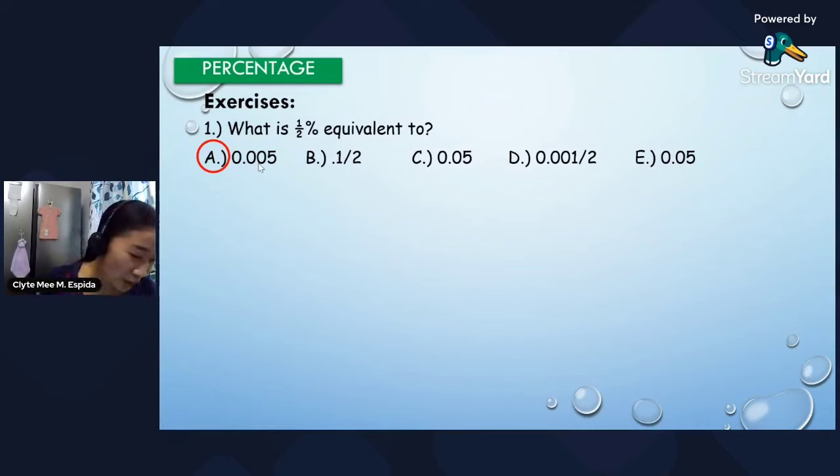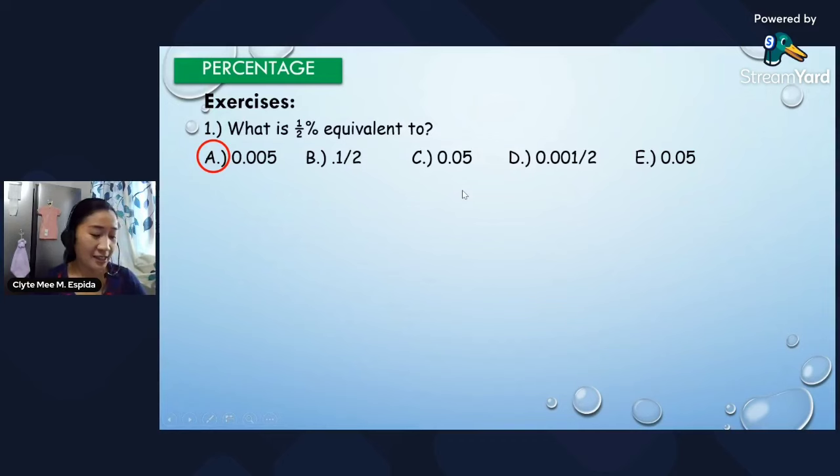So, the answer would be letter A. That is 0.005. Thank you, Sir Jason. Okay, 1/2 is equal to 0.5%. Moving 2 decimal places to your left, so that becomes 0.005. And the correct answer is letter A. Congratulations to all the participants who answered letter A. So D and B, X na po.